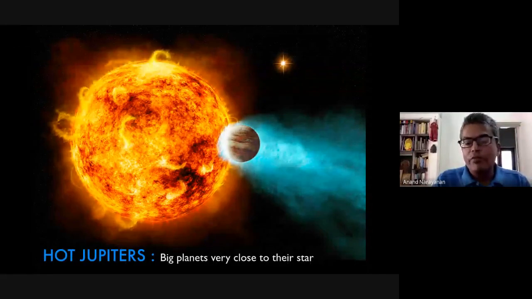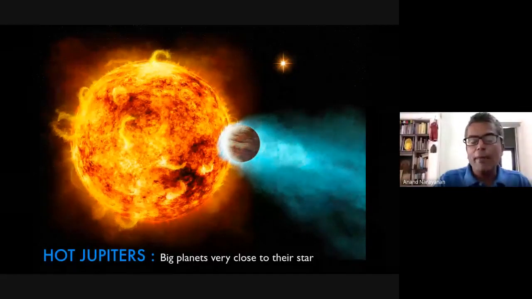And so if the planet is very close to the star, then the radiation from the star is going to probably make the environment of that planet extremely hostile, and therefore such planets are not likely to be habitable. Such planets are not likely to be places where life as we know it can survive and thrive for millions of years.